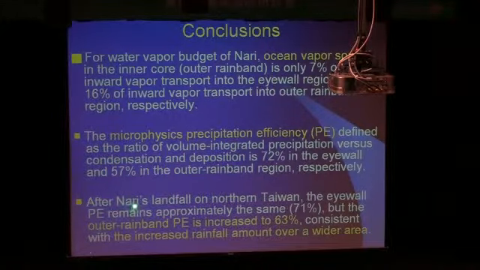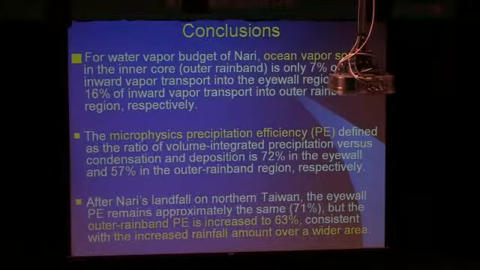However, after Typhoon Nari making landfall over northern Taiwan, the inner core region precipitation efficiency remained roughly the same value of 72%. However, for the outer rain band region, the precipitation efficiency increased from 57% to 63%. And this is consistent with the increased rainfall area over a wider region over the Taiwan topography. And this is for the Nari case.